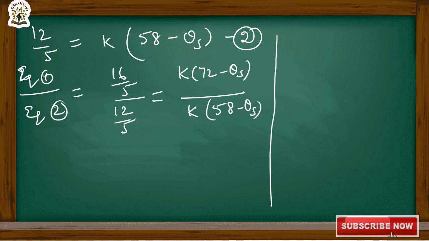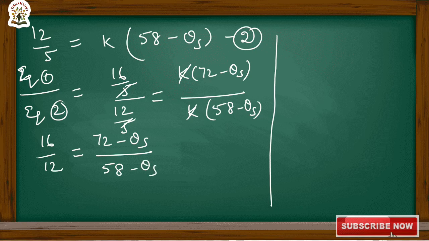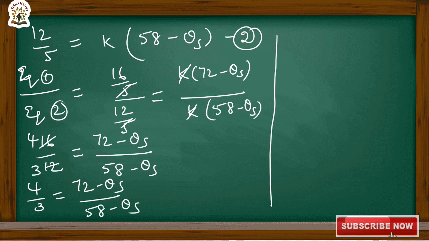That is equals to, here k gets cancelled and 5 gets cancelled. 16 by 12 is equals to (72 minus theta s) by (58 minus theta s). Here 4 fours are 16, 4 threes are 12. So 4 by 3 is equals to (72 minus theta s) by (58 minus theta s).